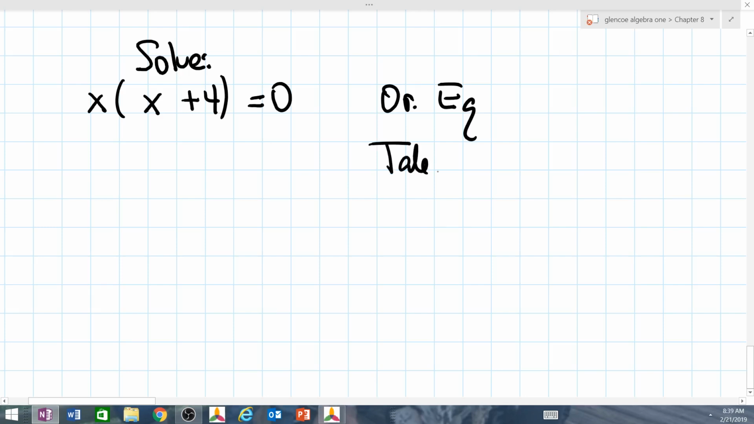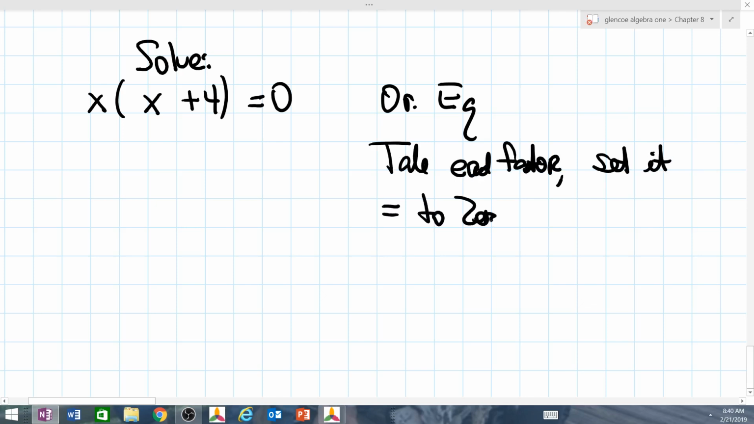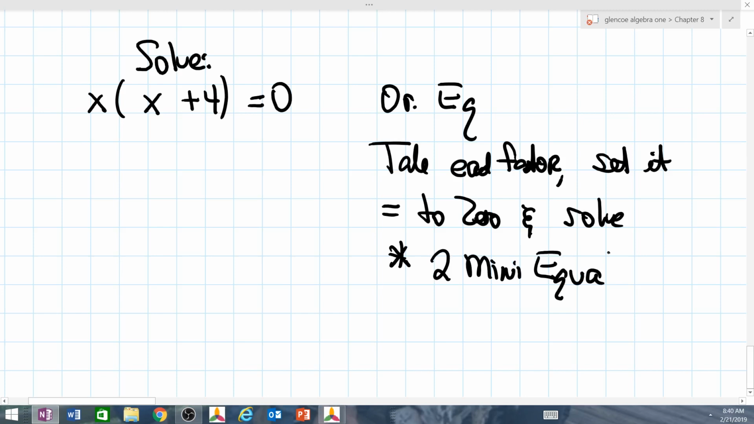Take each factor, set it equal to 0, and solve. So basically, what you're doing is you're writing too many equations.